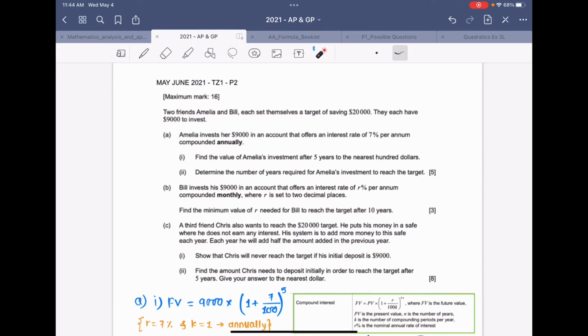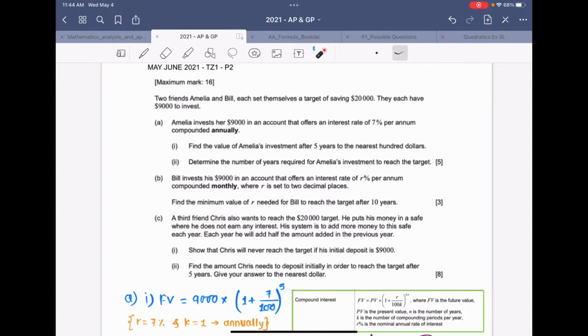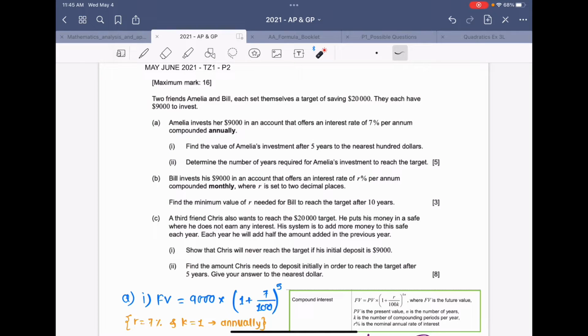May June 2021, Time Zone 1, Paper 2. It's finance mathematics. Maximum mark 16. Two friends, Amelia and Bill, each set themselves a target of saving 20,000 US dollars. They each have 9,000 to invest.